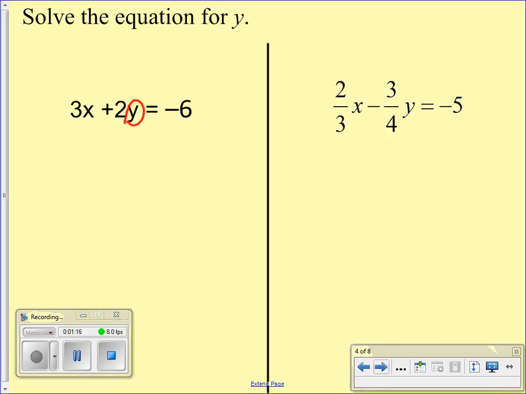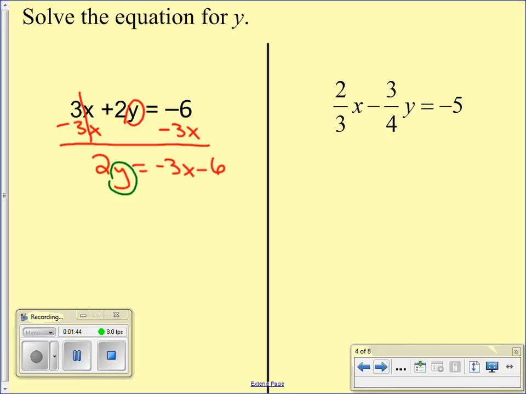First thing I want to do is minus 3x, minus 3x. So 2y equals negative 3x minus 6. I am literally just moving the 3x to the other side. You aren't really doing any combining of like terms or simplifying.